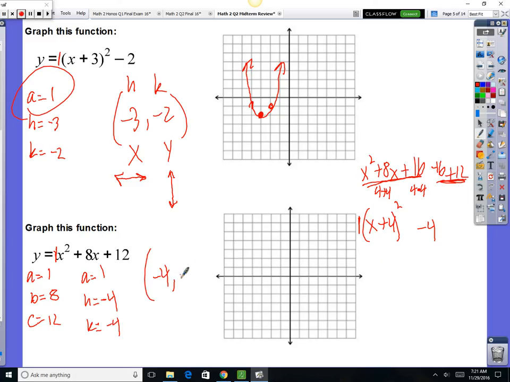So that means h and k, that's the x, that's the y, so go left 4, down 4. And there is your vertex. Now use your slope 1 over 1, so go up 1 over 1, kind of the same, and it looks like that.